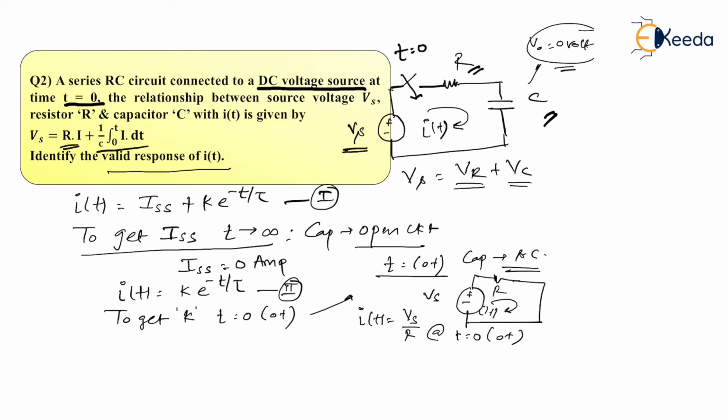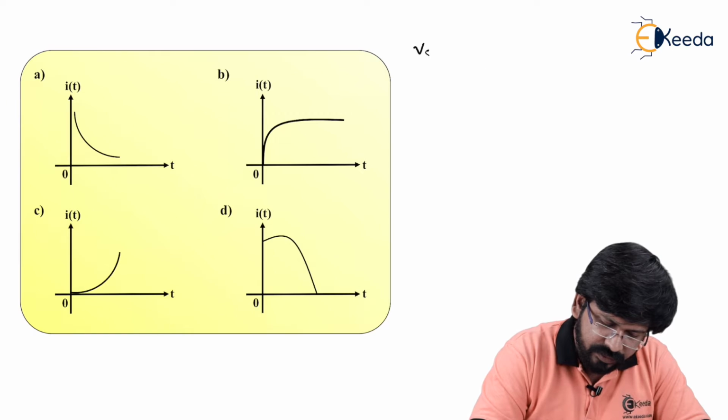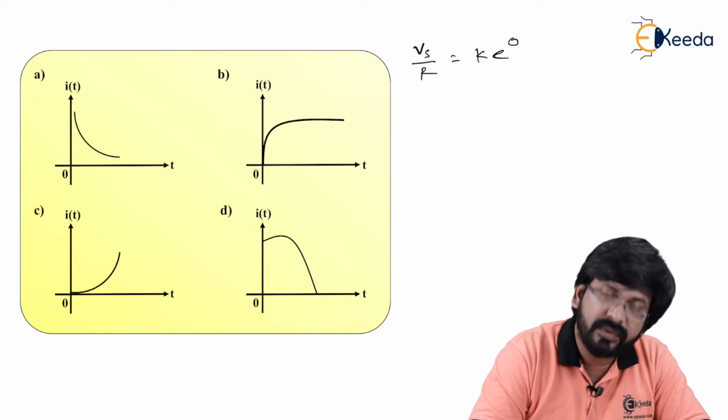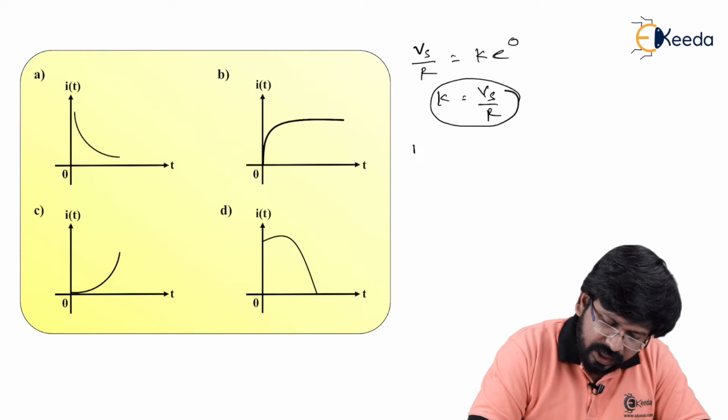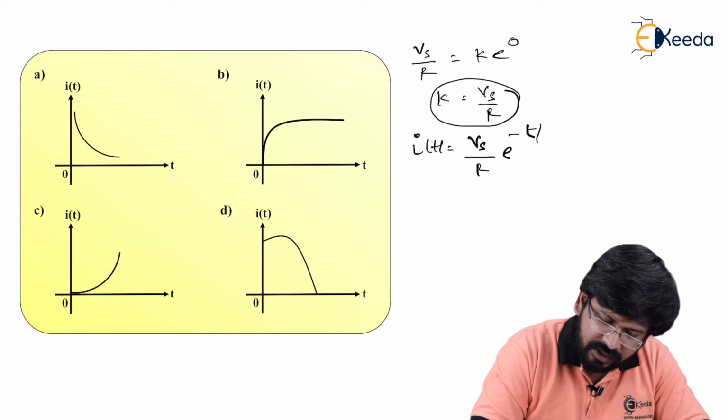I can substitute these two things in equation number 2. Just check it out, this is equation number 2 I'm talking about. Let's substitute I of t equal to Vs by R in equation number 2. So Vs by R is equal to k into e to the power 0. Am I right? So k becomes what? k becomes Vs by R. So I can now substitute it and write the final equation for I of t. It's simply Vs by R e to the power minus t by tau.